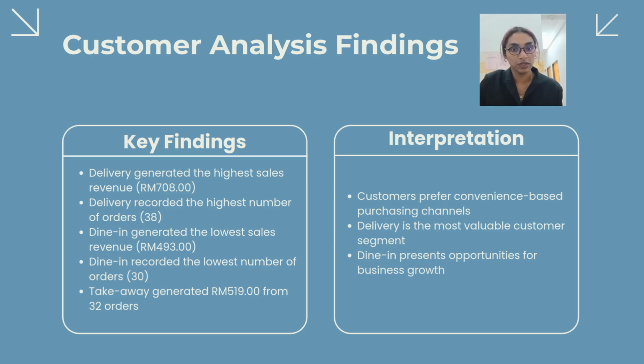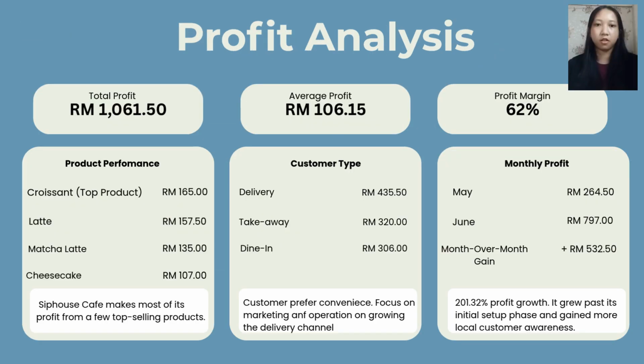Dining recorded the lowest sales revenue at 493 ringgit and the lowest number of orders with only 30 orders. This suggests that customers are less likely to choose traditional dining services. Meanwhile, takeaway generated 509 ringgit from 32 orders, showing a stable level of customer demand. Overall, the findings indicate that customers prefer convenience-based purchasing channels, particularly delivery services.